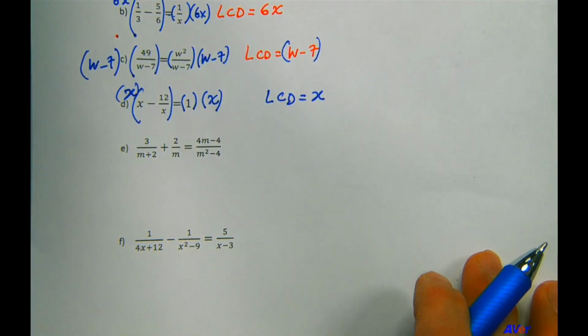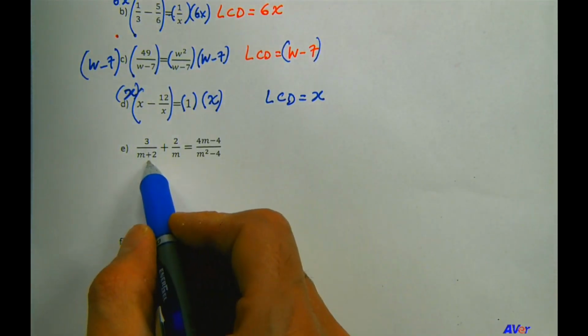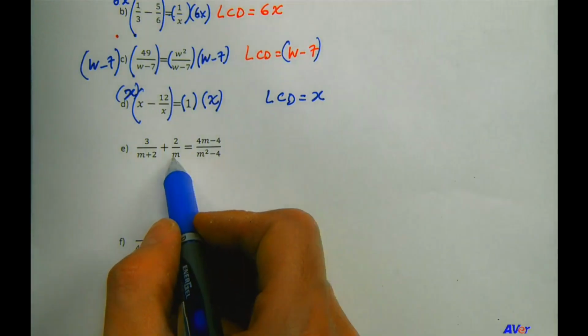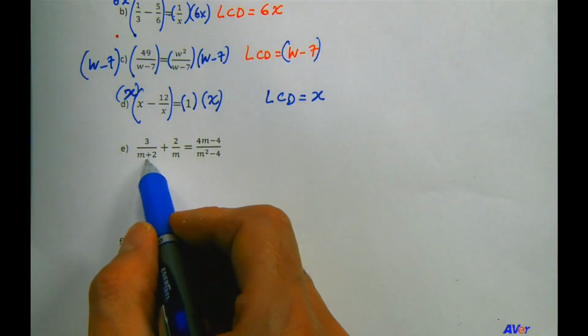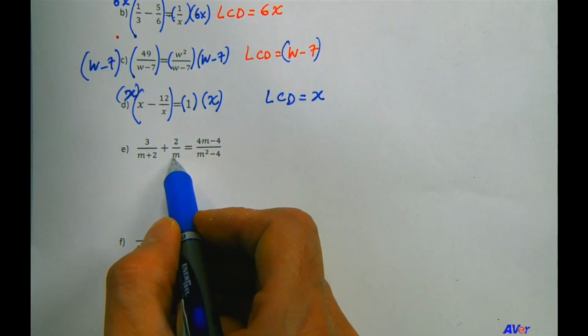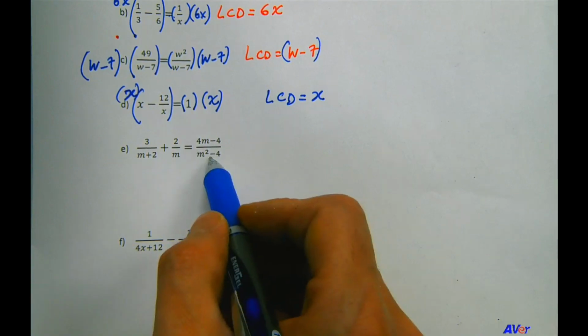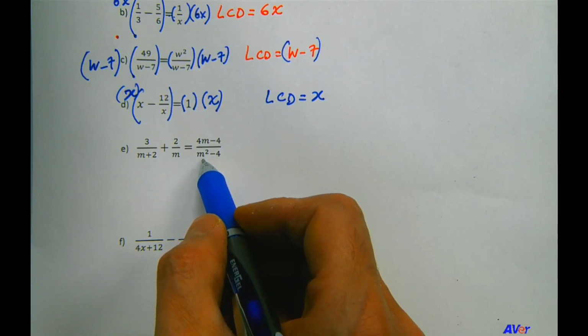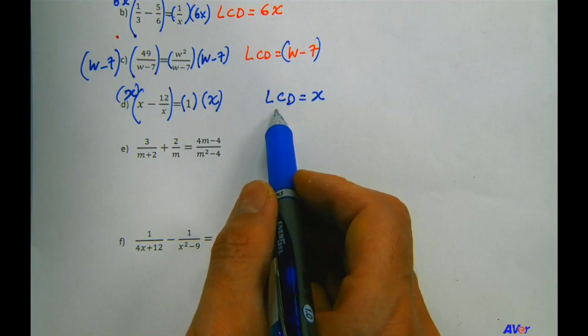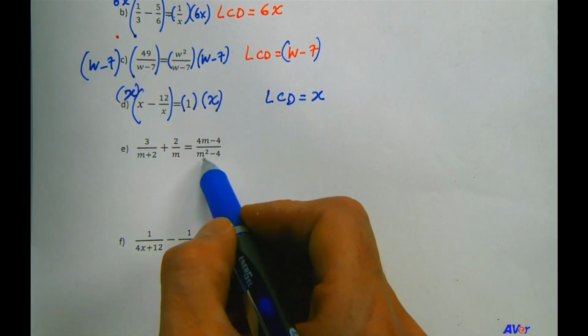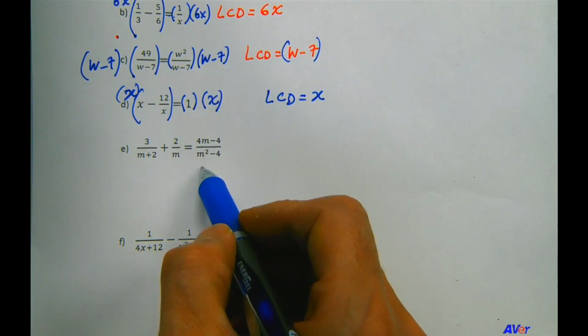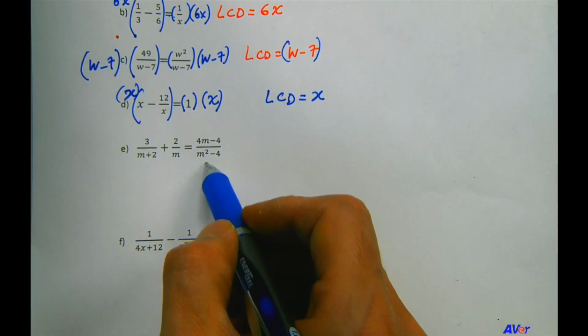Here, that's an interesting case. See, here we have m plus 2 and m. Can this denominator be factored? No. Can this denominator be factored? No. Can this denominator be factored? Yes, and we must factor it. If we don't factor it, we won't know what LCD is. To find the LCD, we must factor this denominator. And that's an easy expression to factor.